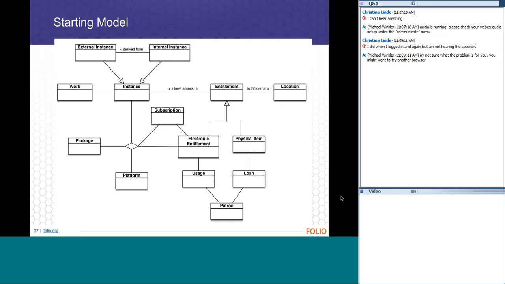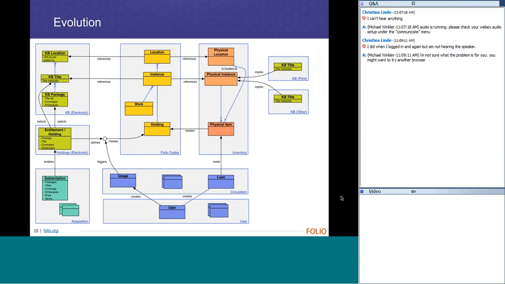This triggered a set of conversations from the special interest groups. It also triggered an evolution to this model, which looks quite different. One of my collaborators on Folio, Vince from EBSCO.